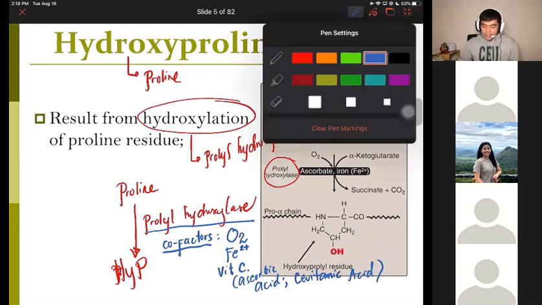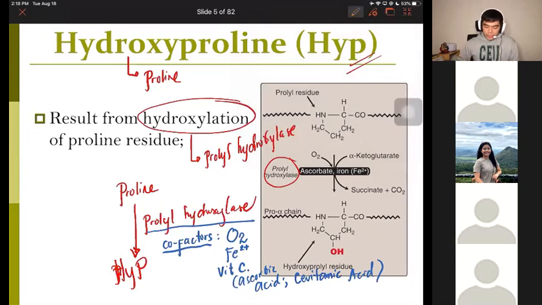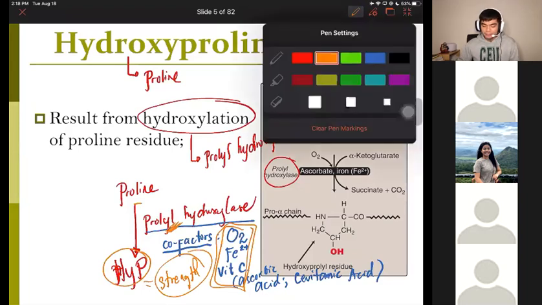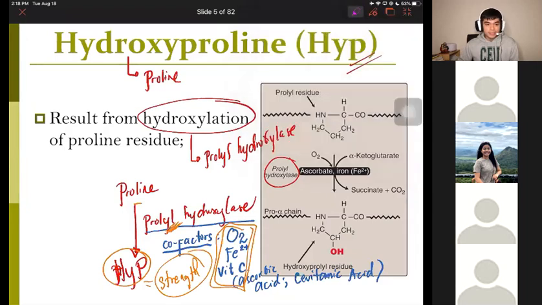So with the presence of these cofactors, prolyl hydroxylase can now catalyze proline forming hydroxyproline. That's why there is enough strength in the collagen, enough tensile strength. Did you get the production of hydroxyproline? Gets?